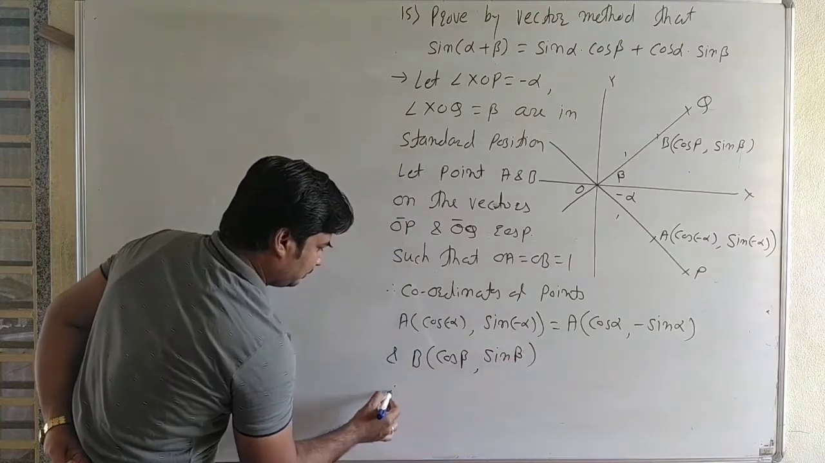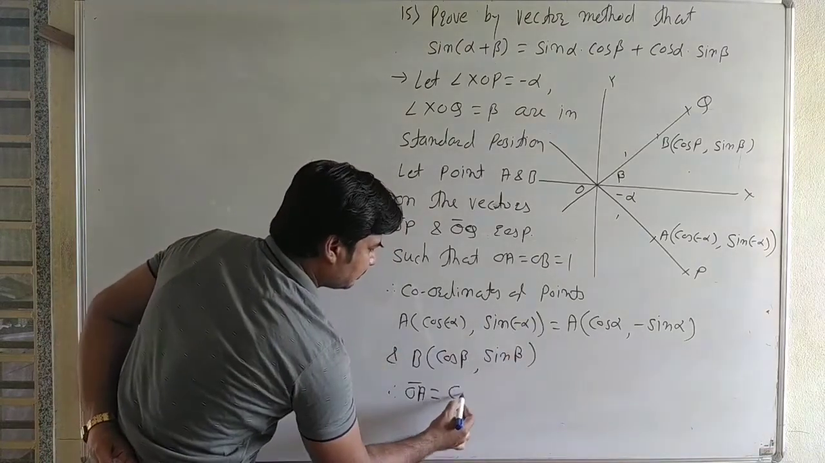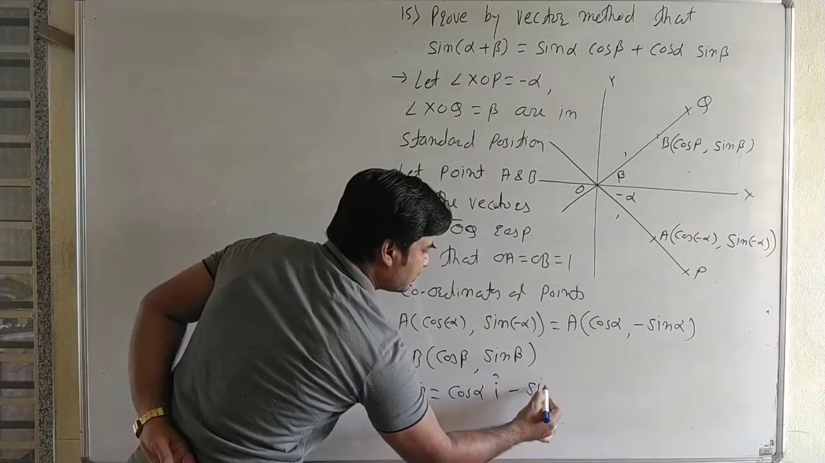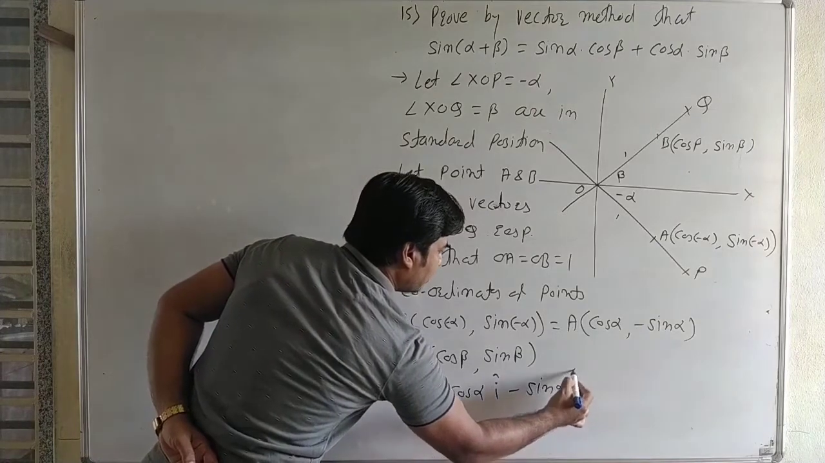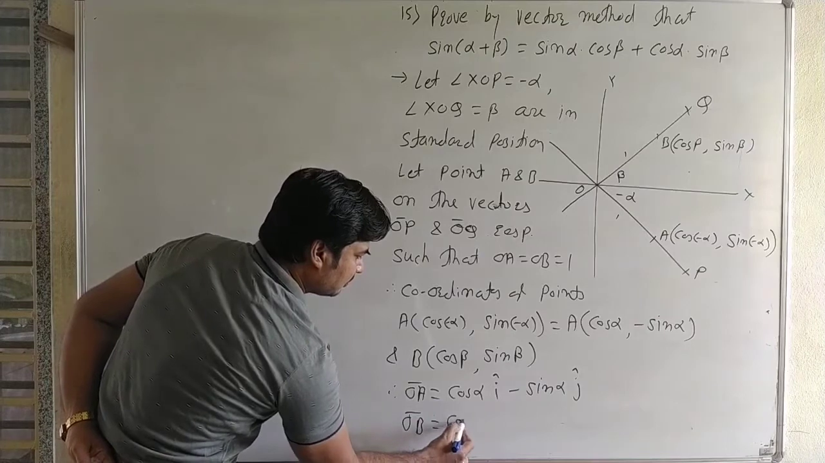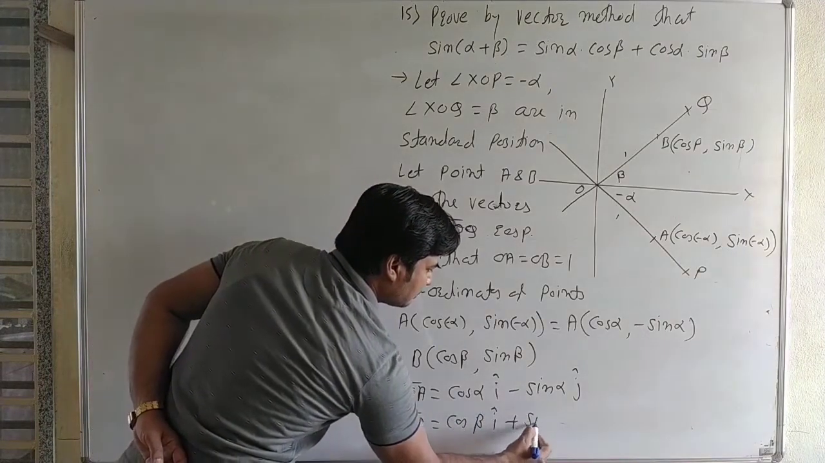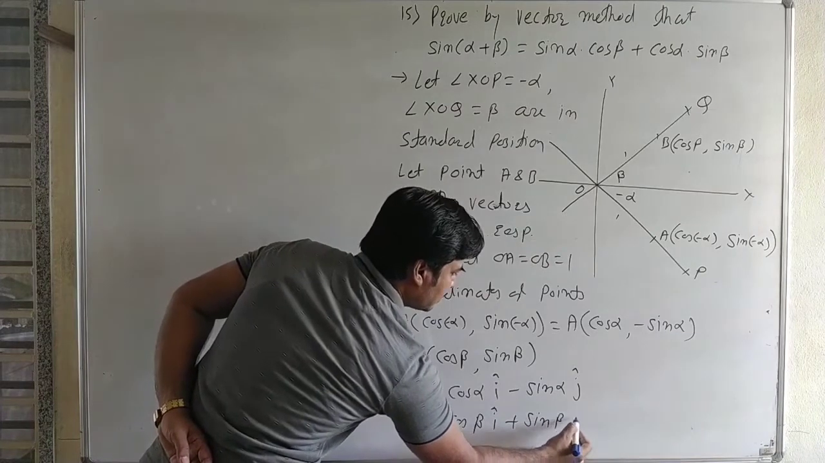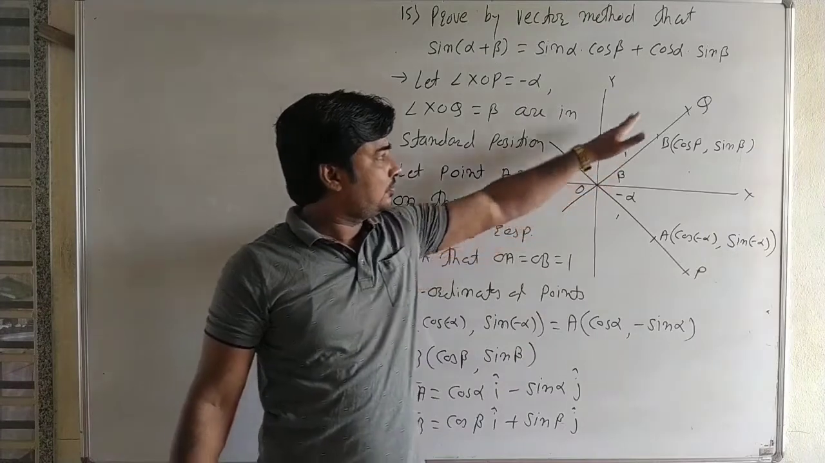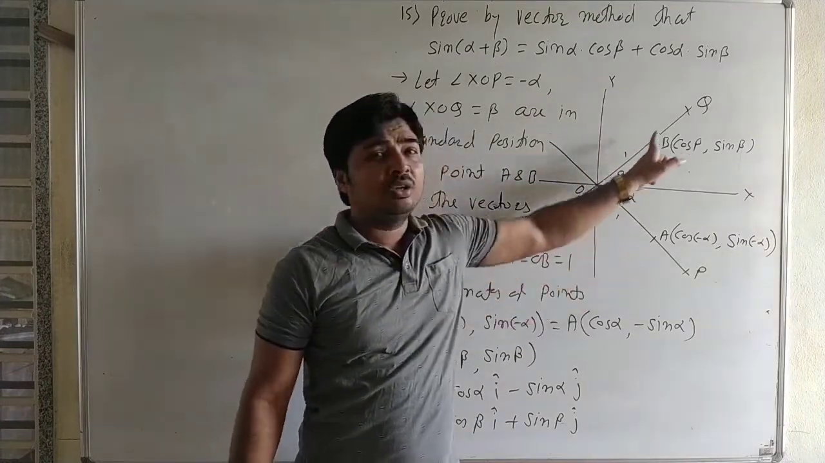Okay. Therefore we get the vector OA, it is cos alpha i cap minus sin alpha j cap, and vector OB is cos beta i cap plus sin beta j cap. Okay. Here these are the two vectors, vector OA and vector OB.